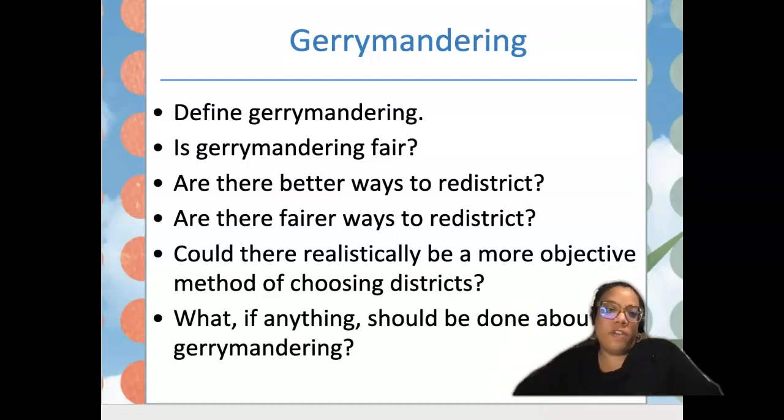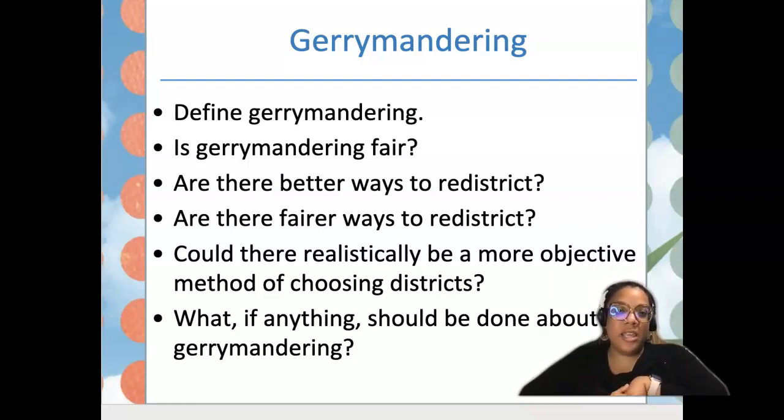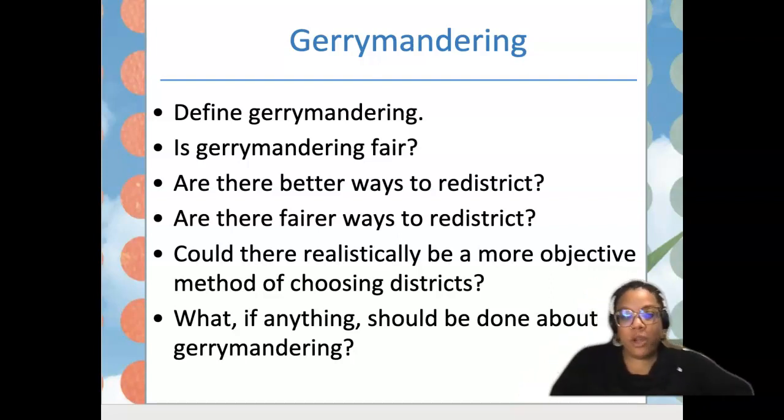And I want you to think about the following questions. First, I want you to define gerrymandering. And then ask yourself, is it fair? Right? And, well, I kind of have it right here. I asked you about redistricting, right? If Congress is based on districts, like we saw in the last slide, when we think about gerrymandering and the way it has an effect on districting, are there better ways to redistrict? Are there fairer ways to redistrict? Could there realistically be a more objective method of choosing districts? And what, if anything, should be done about gerrymandering?